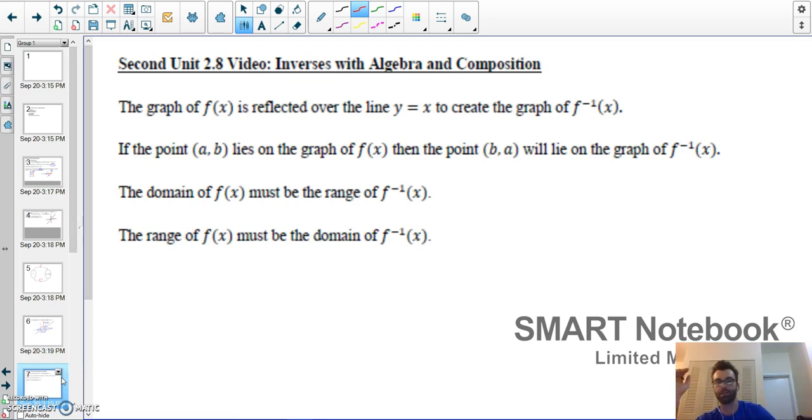So again, we're just going to blend these two together. This is technically the second one, but we're powering through. The graph of f of x is reflected over the line y equals x to create f inverse of x. I've said that. The point (a, b) lies on f of x, and the point (b, a) lies on f inverse of x. The domain of f of x must be the range of f inverse of x, and the range of f of x must be the domain of f inverse of x.